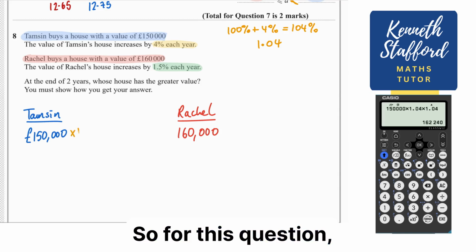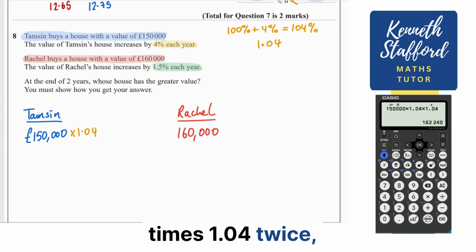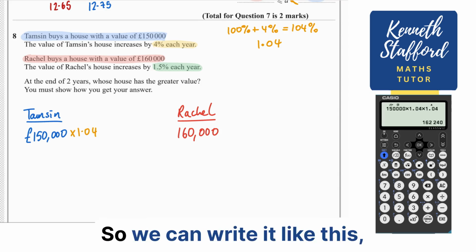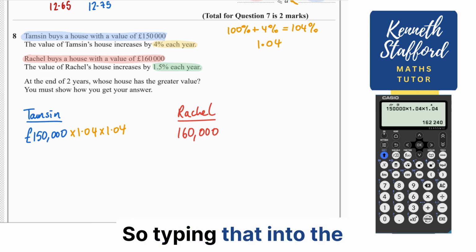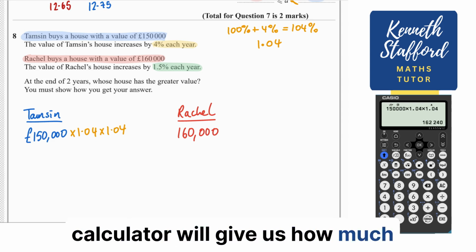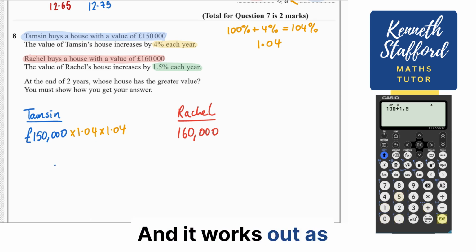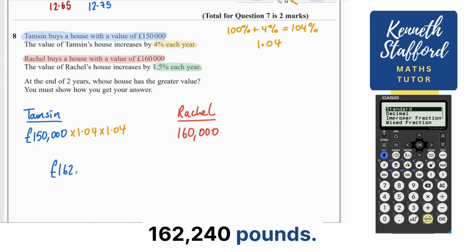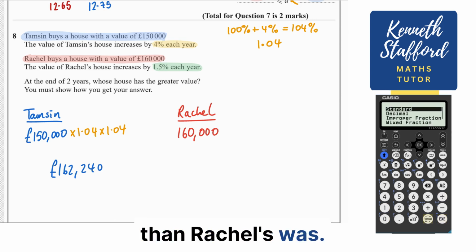So for this question, we're going to do 150,000 times 1.04 twice, because it's for 2 years. So we can write it like this, or we can write it as times 1.04 squared. Typing that into the calculator will give us how much hers is after 2 years. And it works out as £162,240. So it's now worth more than Rachel's was.